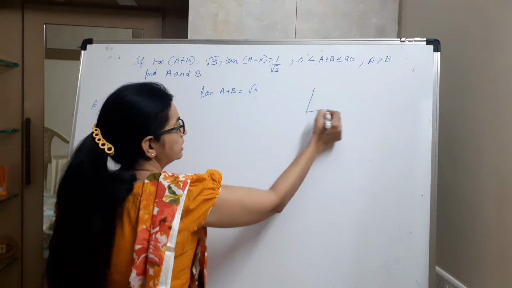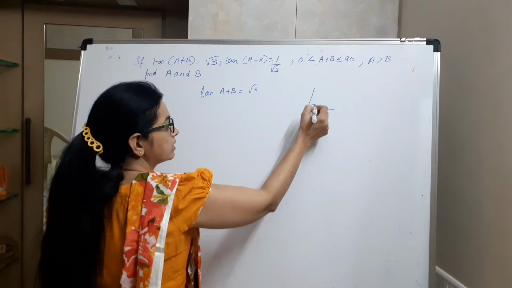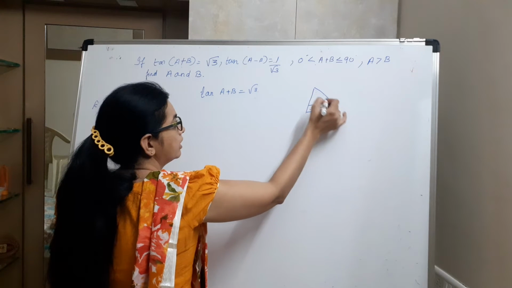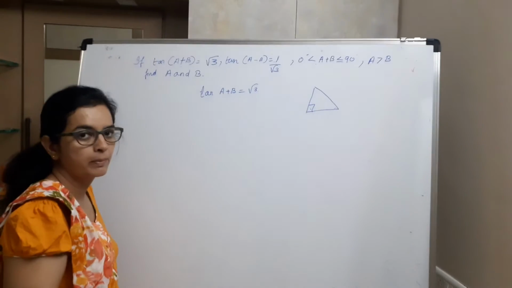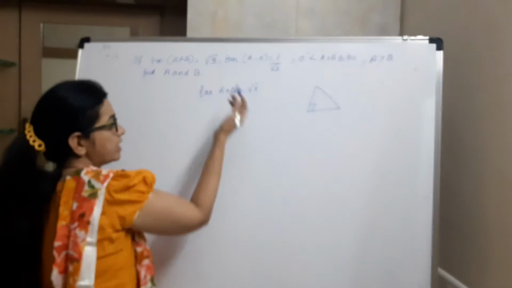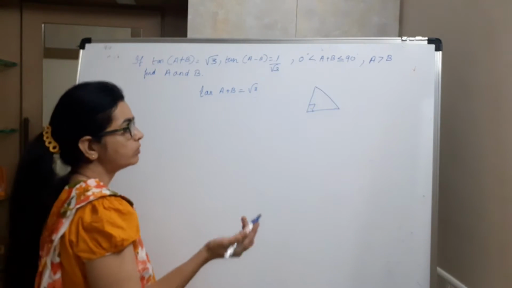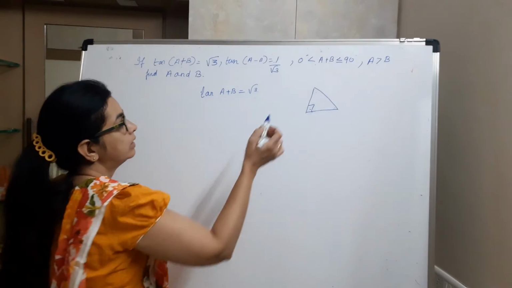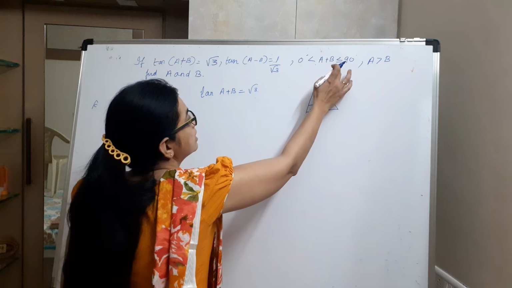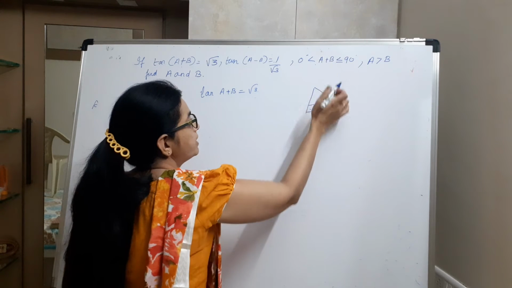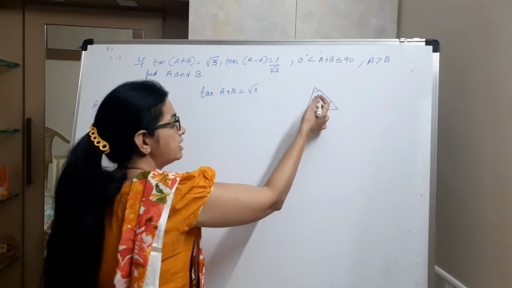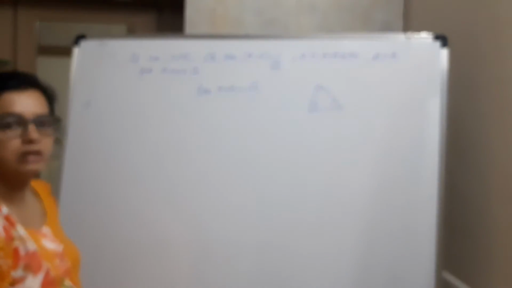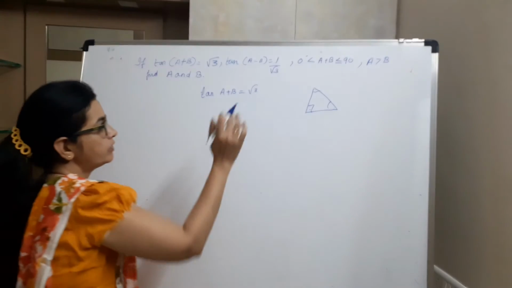As you can see, in a right triangle, this is the right angle, and the other two angles cannot be 0, so a + b or a - b cannot be 0. So 0 is less than a + b. And another thing is that its total should be less than or equal to 90. It cannot be more than 90. So that condition we have laid down.